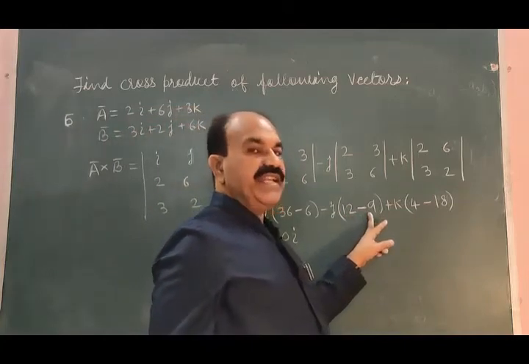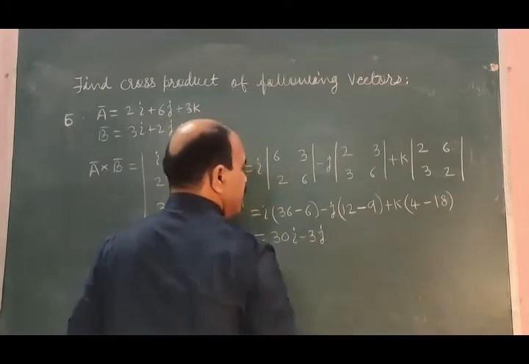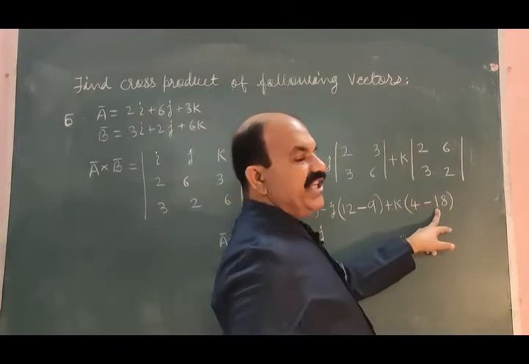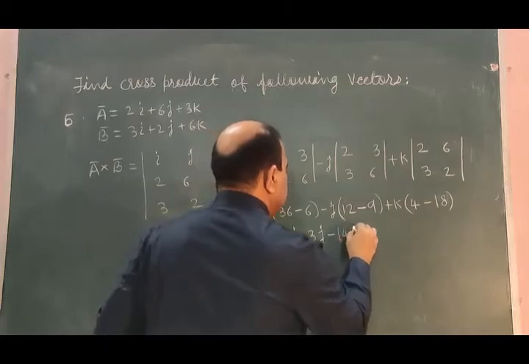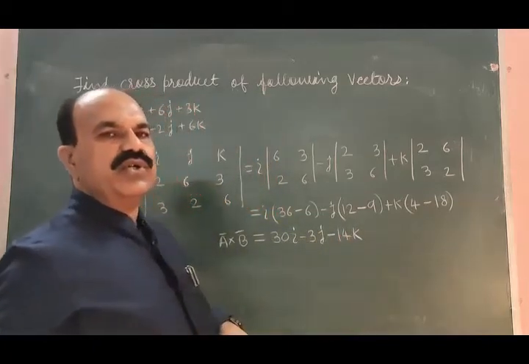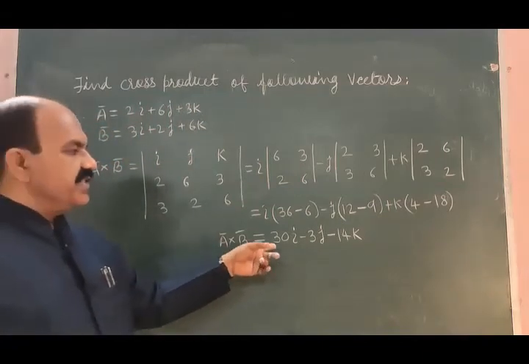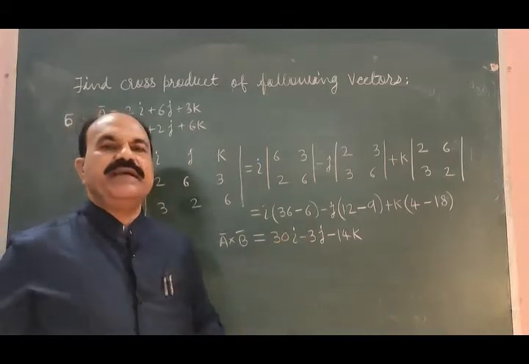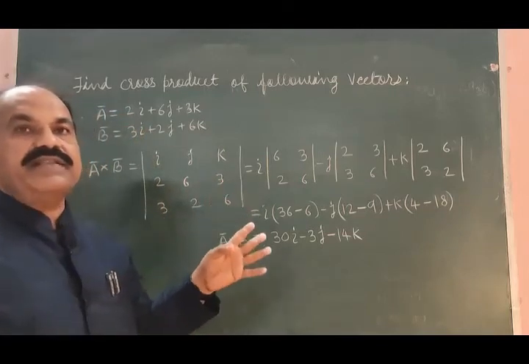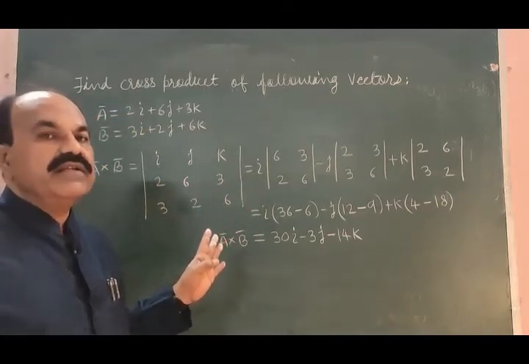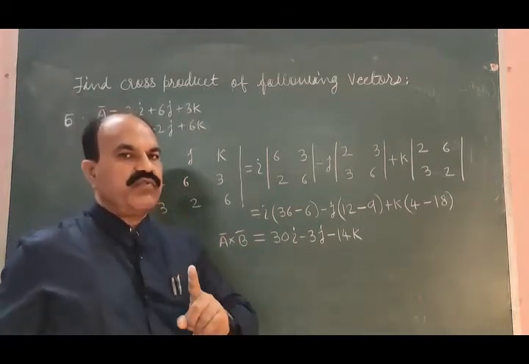12 minus 9 is 3, so it is minus 3j. 4 minus 18 is minus 14, so it is minus 14k. So the cross product of these two vectors, A cross B, is 30i minus 3j minus 14k. This is a very simple way of solving the vector product or cross product of two vectors. Let us go for one more problem.